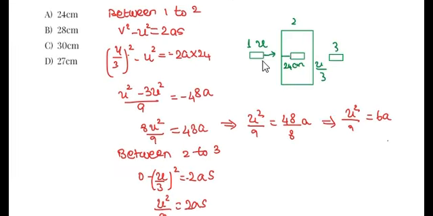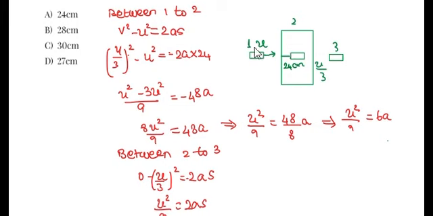A bullet from a gun is fired on a rectangular wooden block with velocity u. When the bullet travels 24 centimeters through the block along its length horizontally, the velocity of the bullet becomes u/3. Then it further penetrates into the block in the same direction before coming to rest exactly at the other end of the block. We need to find the total length of the block.